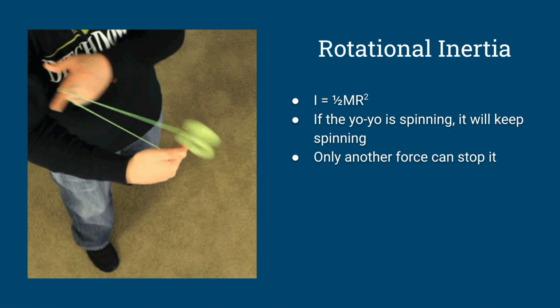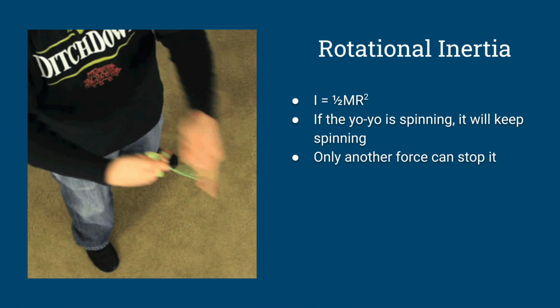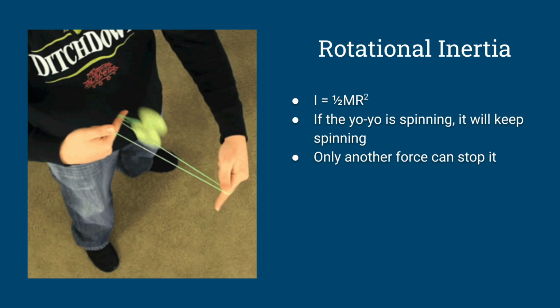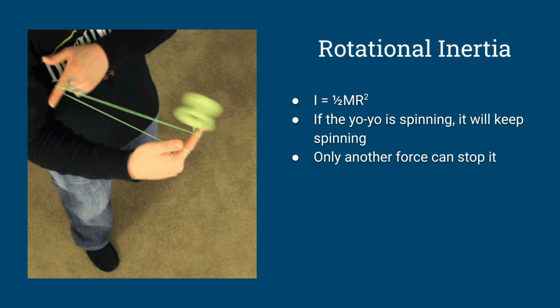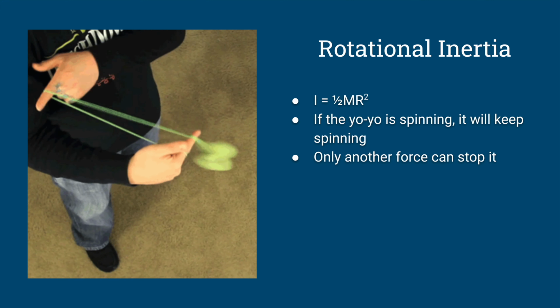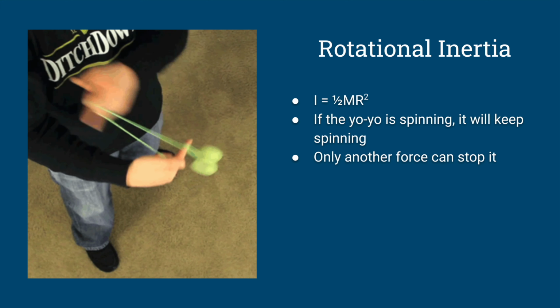Another factor involved with the motion of a yo-yo is rotational inertia. Rotational inertia can be defined as an object's resistance to change in rotating motion. That would basically be, if the yo-yo is spinning, it's going to stay spinning until a different force acts upon it, and if the yo-yo was at rest, it would stay at rest unless another force acted upon it.